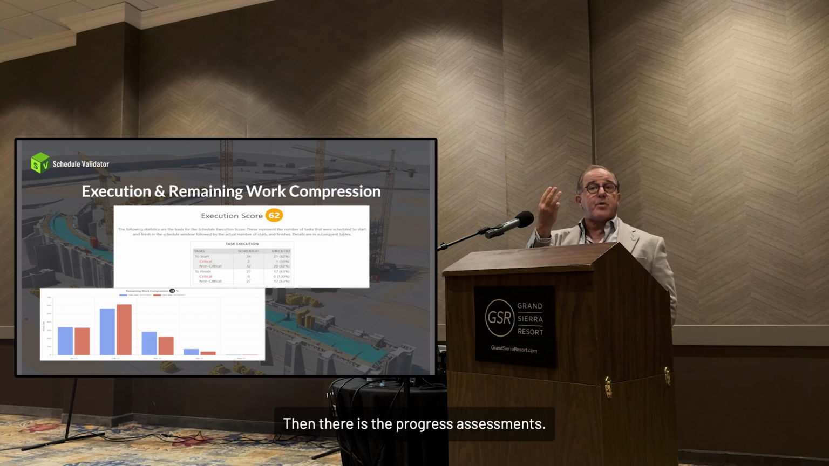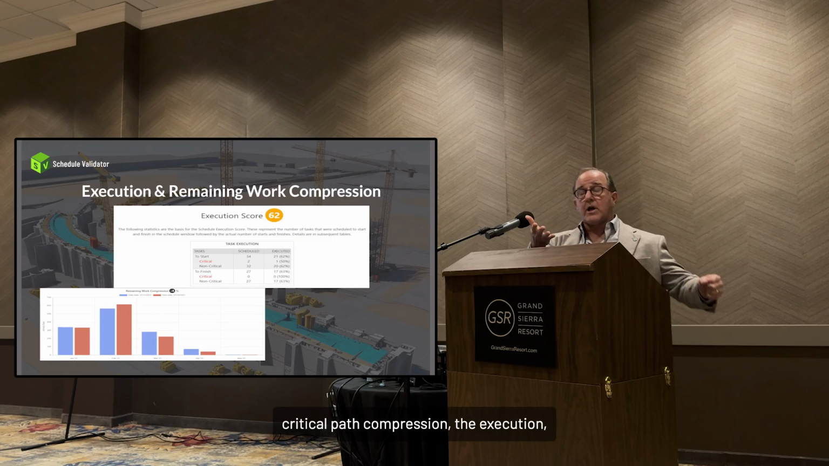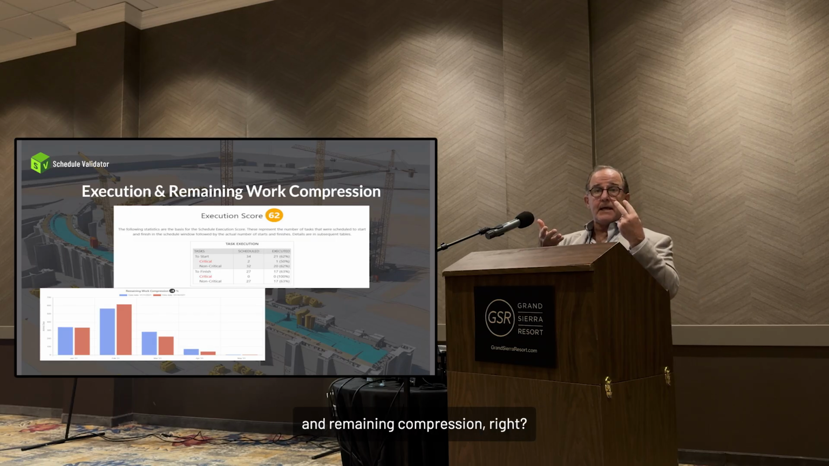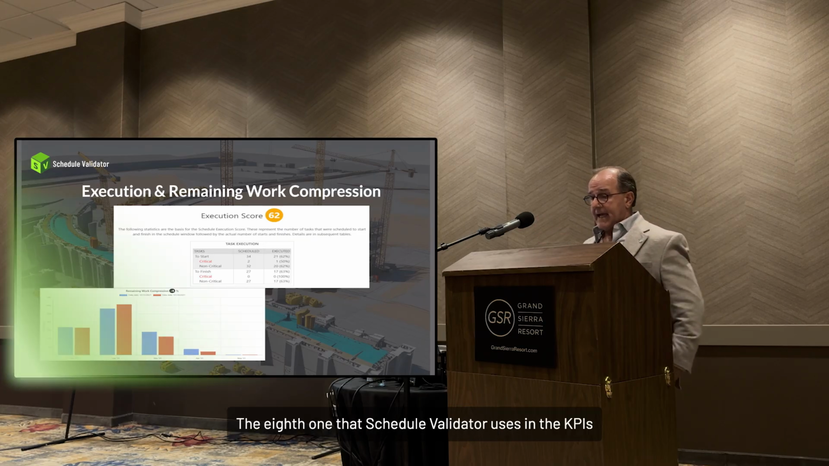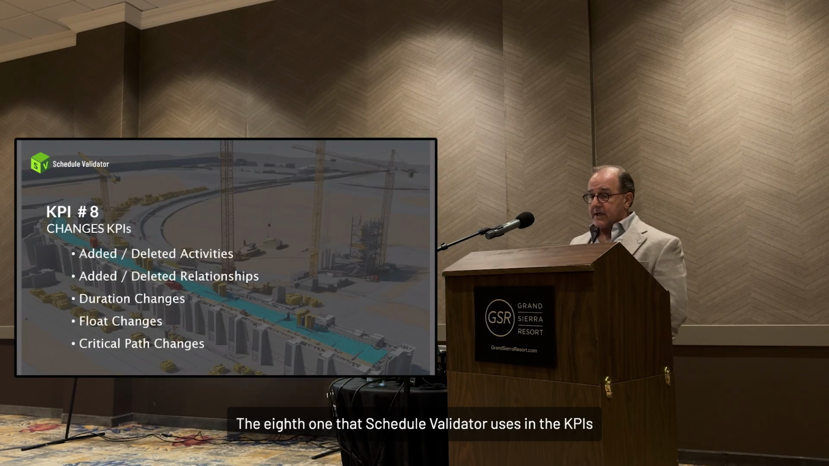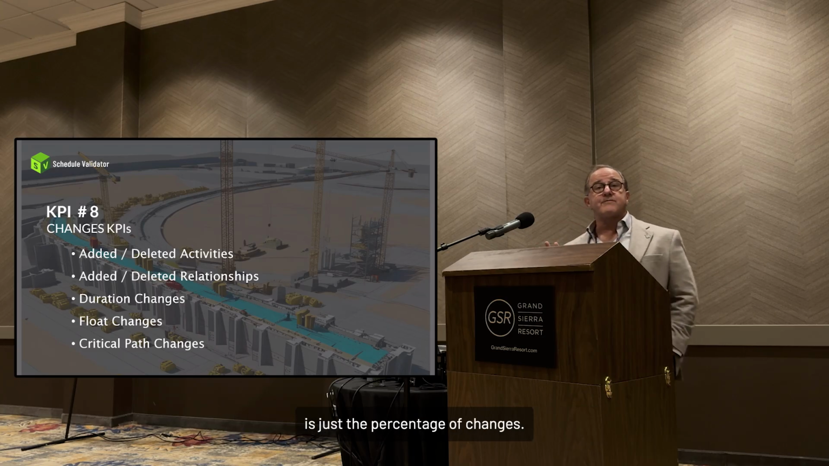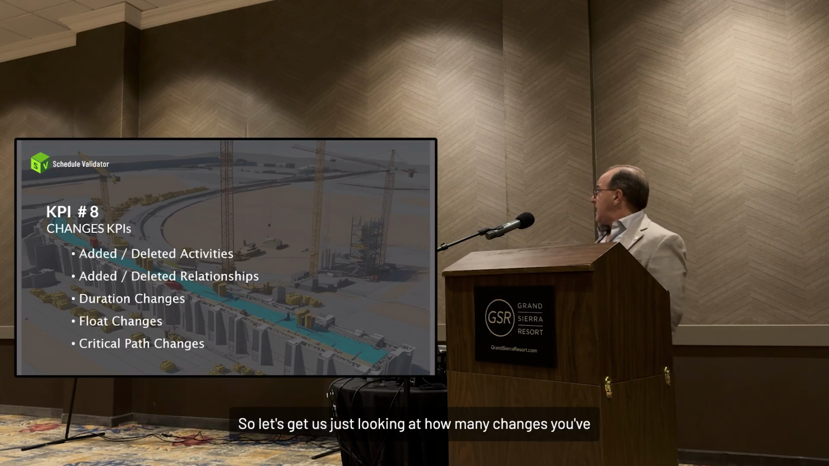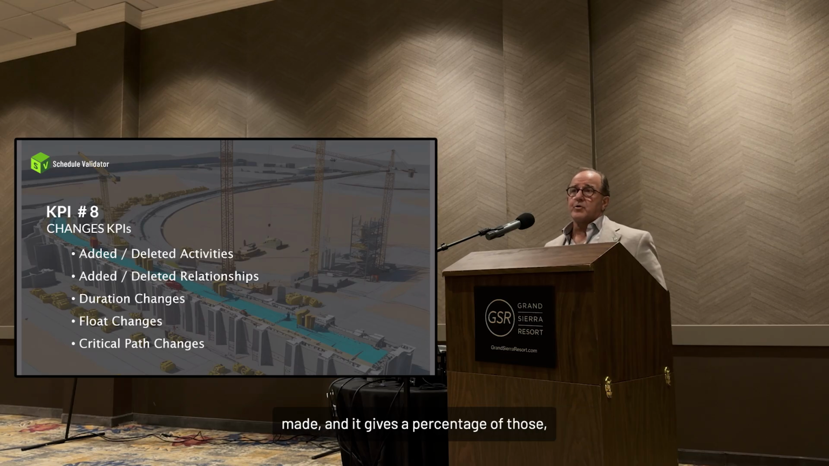Then there is the progress assessments. There is the critical path analysis, critical path compression, the execution, and remaining compression, right? So those are the 7. The 8th one that Schedule Validator uses in the KPIs is just the percentage of changes. So once again, it's just looking at how many changes you've made, and it gives a percentage of those.